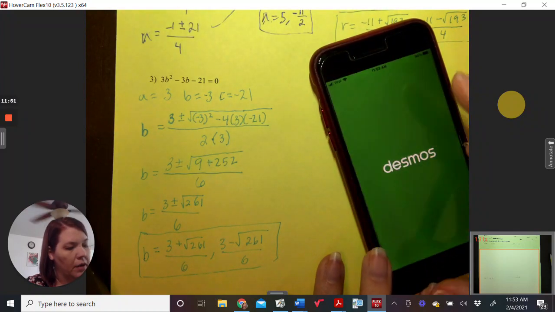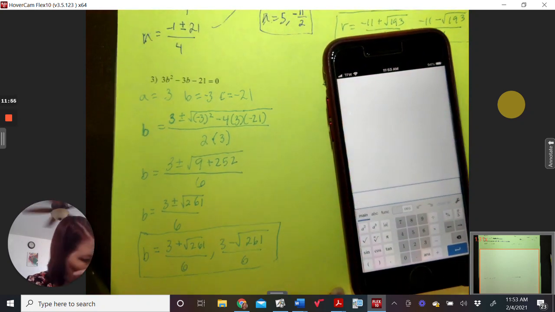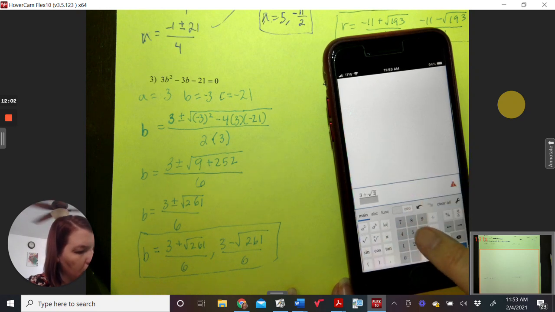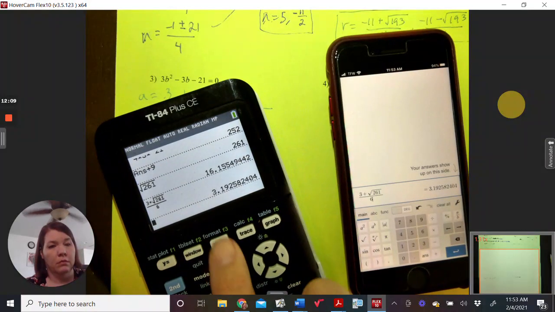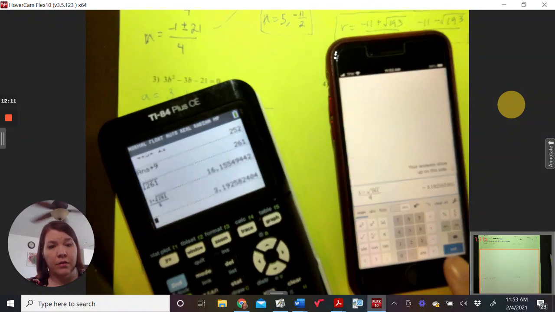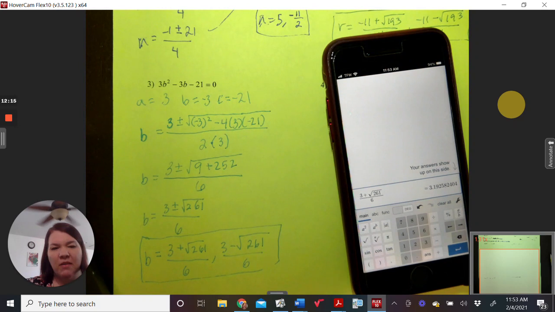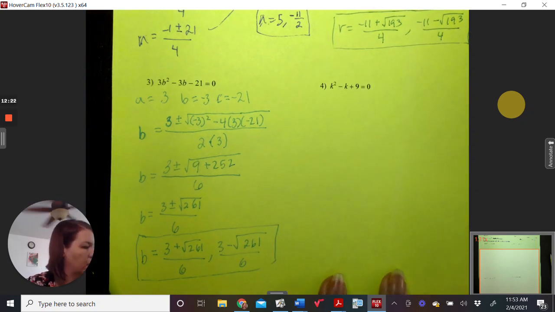This one, Desmos. I can turn the fraction on right at the beginning. 3 plus square root 261 over 6. Same answer. Calculator that cost $100. Calculator app that was free. You choose. Okay, and then I can do the other one if I want a decimal. Again, we don't necessarily need decimals. All right, let's do number 4.